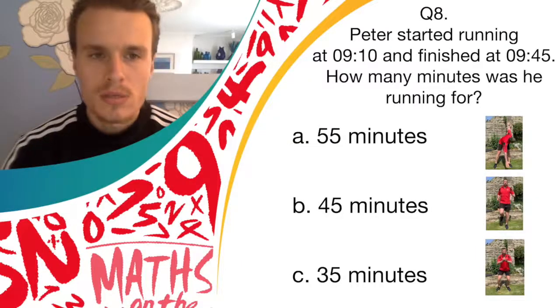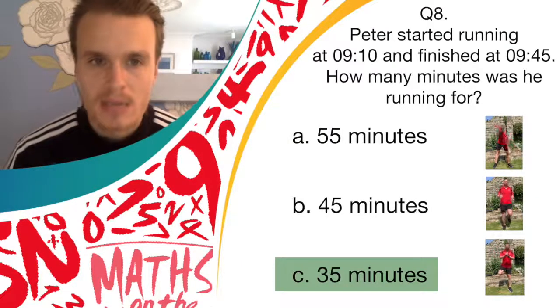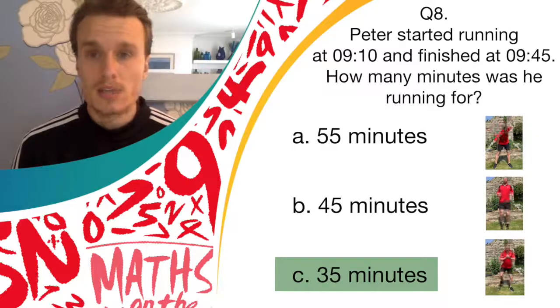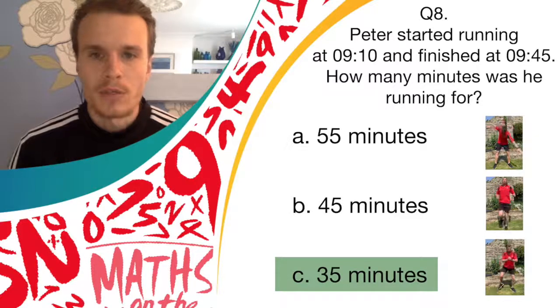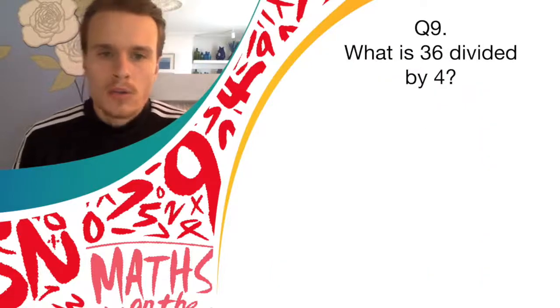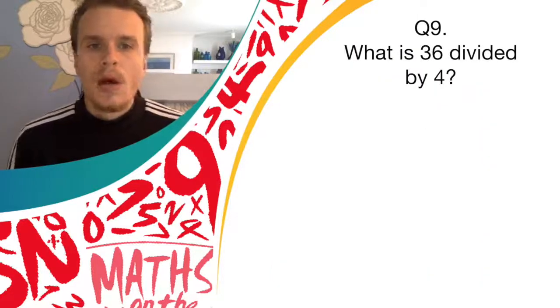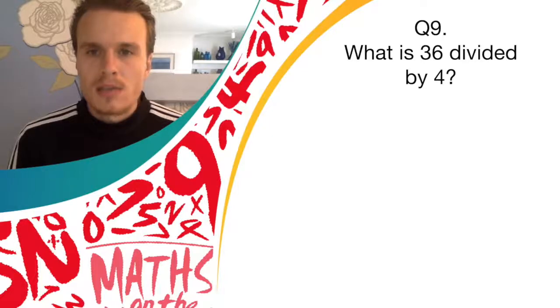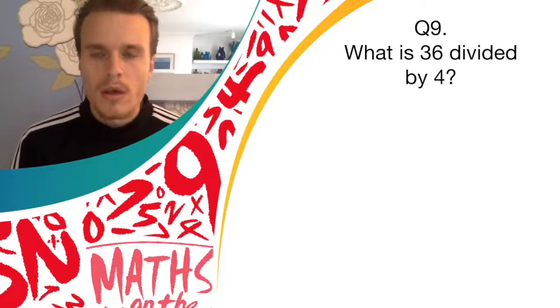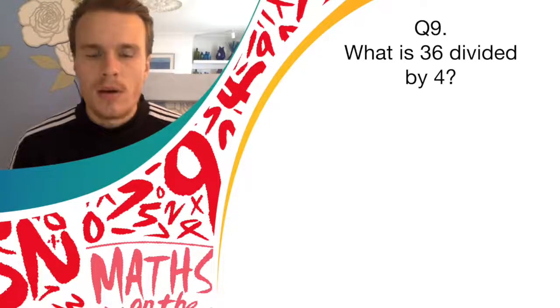The answer was C, 35 minutes. So if you were doing donkey kicks, brilliant job, you got a point for that question. Okay, on to question 9, nearly at the end now. What is 36 divided by 4? Have a think for a second.